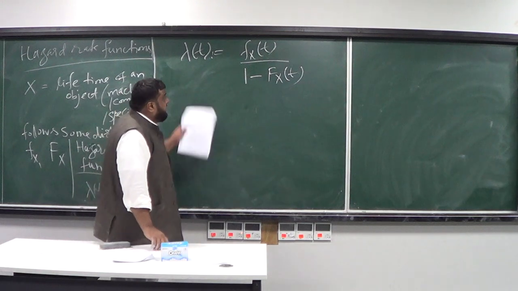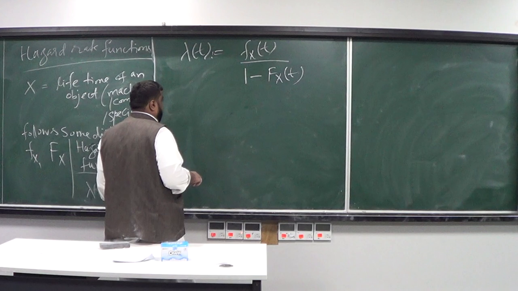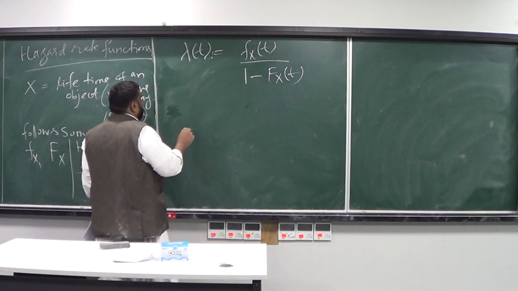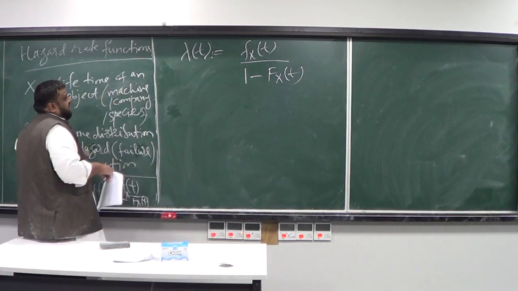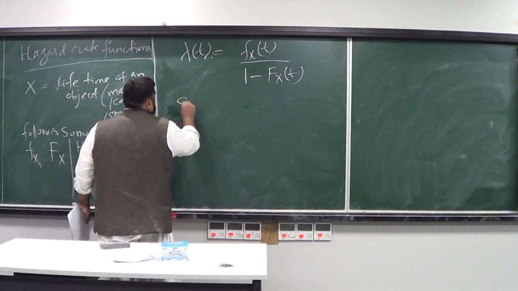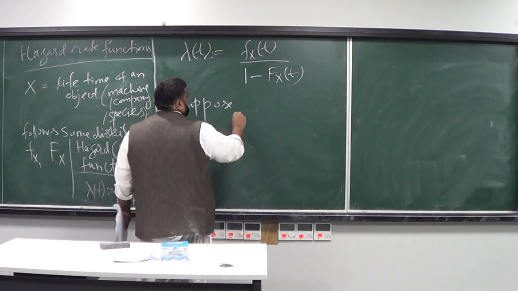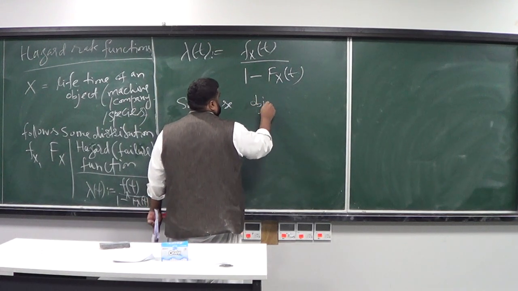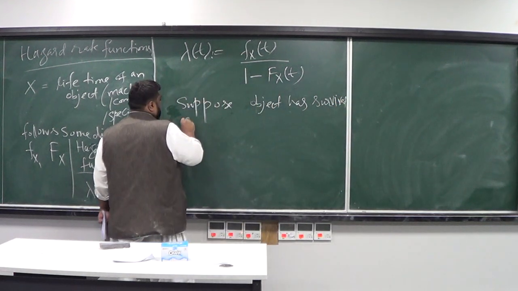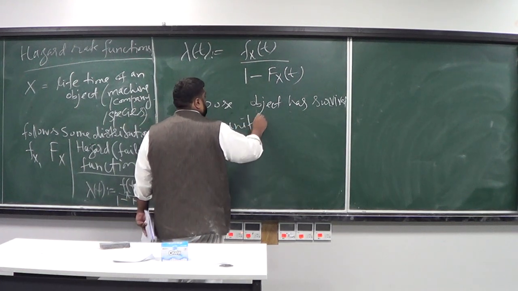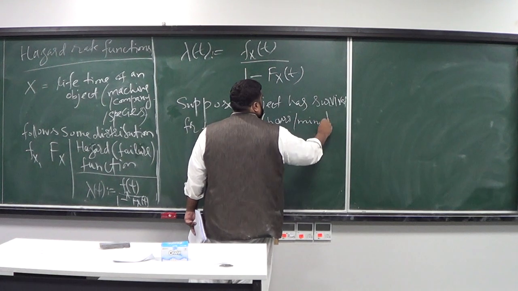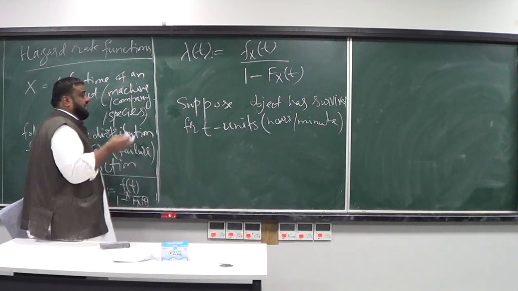Now, let's try to interpret this definition of the failure function from an interesting perspective. Let's consider the conditional probability that X, which is the lifetime of an object, an item or a machine or a species, has survived. Suppose that the object has survived for t units. The unit could be any choice: hours, minutes, seconds, days, months, years, whatever you like.